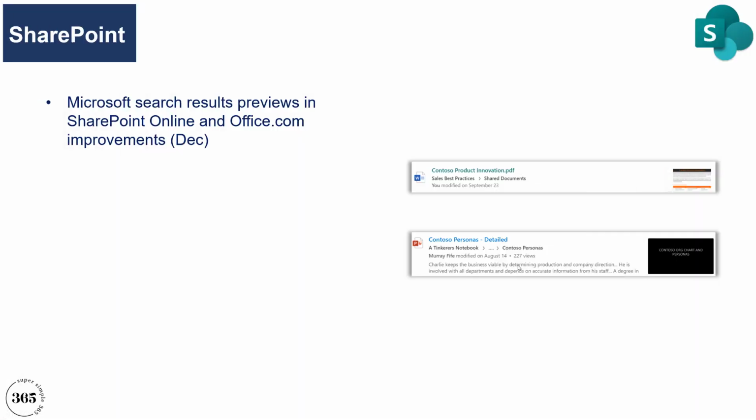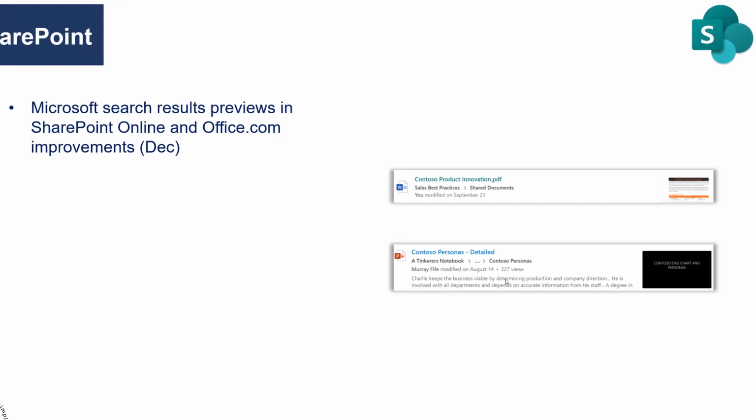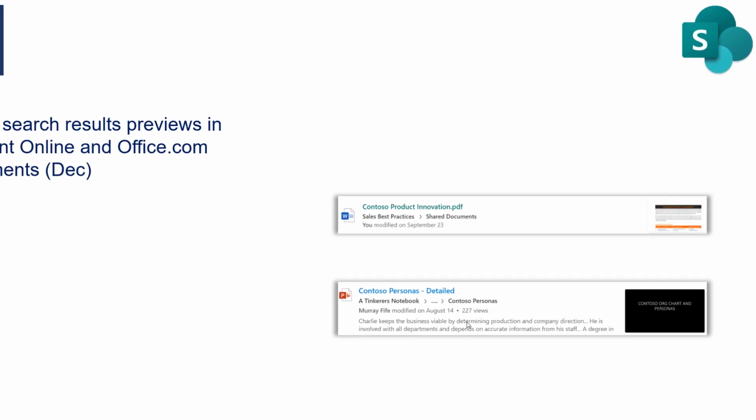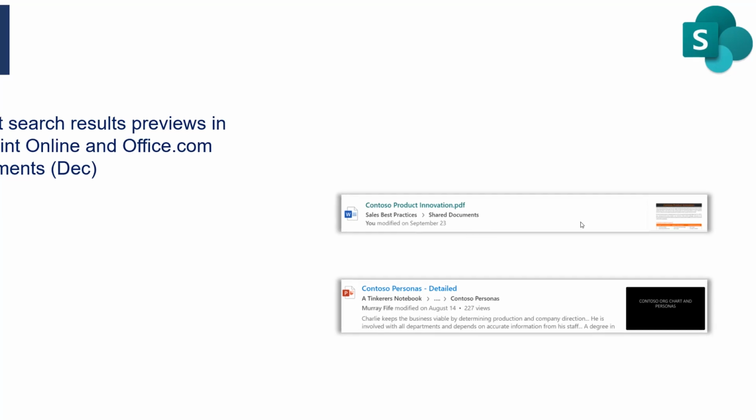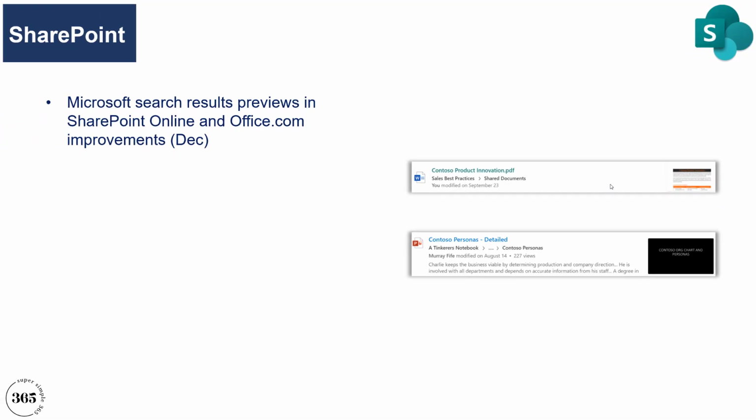Starting off, Microsoft search results previews in SharePoint Online and Office.com are getting an improvement. Those of you who are watching on the video rather than the podcast, you can see that at the top we have the old version, where it's very fixed, whereas the new version, the second image on the screen, has a little bit more detail, and depending on the detail and the image that's available, the preview will scale to give you a little bit more information.